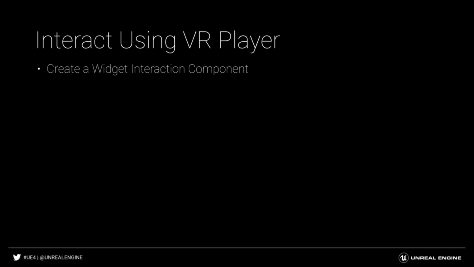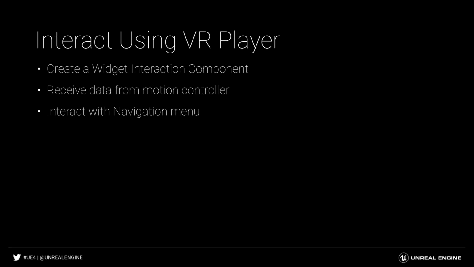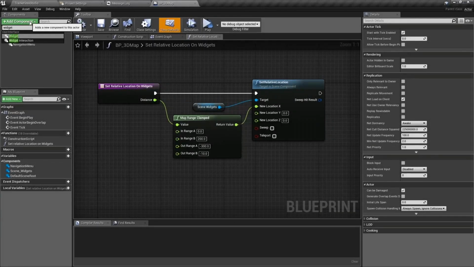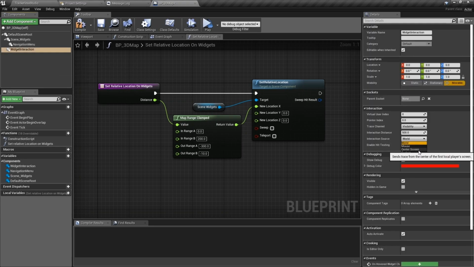The VR player needs a widget interaction component so that it can receive data from our motion controllers and interact with the navigation menu. Once it can detect the controllers, we'll develop logic to handle a button press on the navigation map. Start inside our BP 3D map. Add a widget interaction component and change the interaction source to custom and show debug for now.